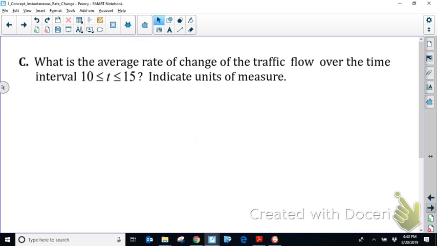Now moving on, what is the average rate of change for the traffic flow over the time interval 10 to 15 minutes? Again, if we're talking about average rate of change, we're looking at what the y value is at 10 minutes and what the y value is at 15 minutes. You do have to identify those two y values, then take the difference of them and divide by the difference of the 10 and the 15. So go ahead and pause the video, figure out what the average rate of change is, and when you're ready, hit play and check your work against mine. Go ahead and do that now, please.